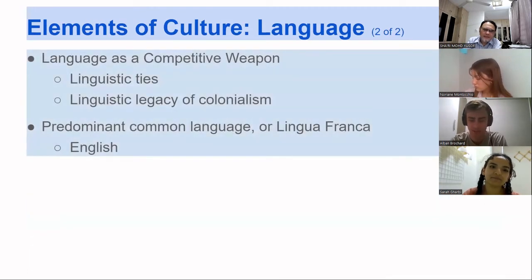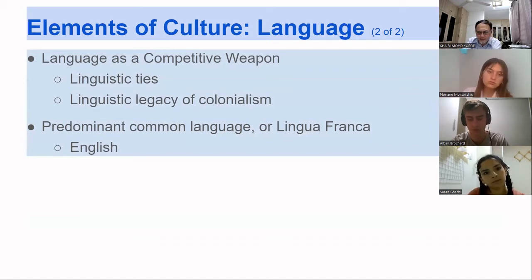Okay, some other things about language is that companies use language as a competitive weapon, especially if they have linguistic ties in terms of their linguistic legacy of colonialism. For example, the Commonwealth countries, the British, or even the French. The French have the North African countries which actually know French. Okay, Algeria, I think French, right?